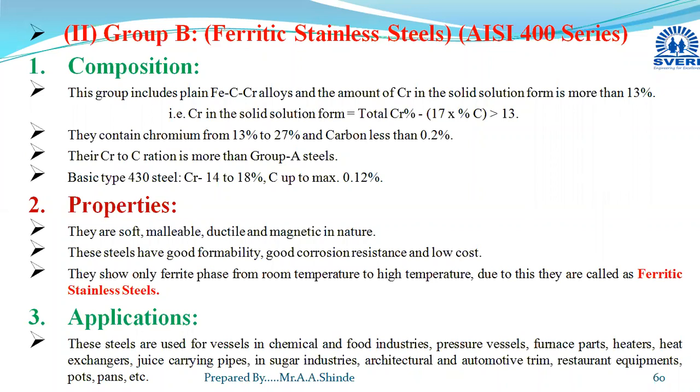Different kinds of restaurant equipment, or if you observe your kitchen, in the kitchen lots of steel utensils are there. Okay, those all are made from this ferritic stainless steel. Whichever pots, pans, or plates you are using, all are made from these ferritic stainless steels. So these are ferritic stainless steels or group B steels.